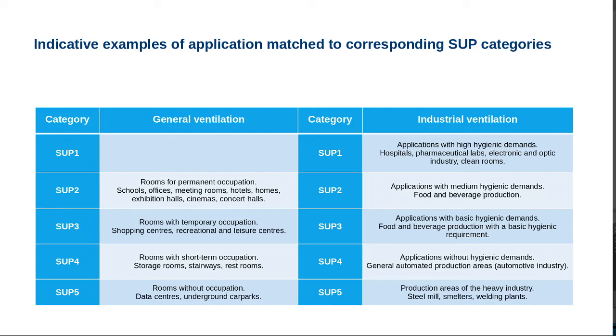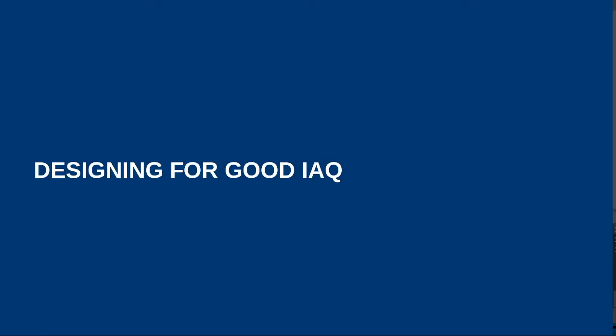This table is literally just a generic summary of the usage of the project buildings against the target subcategories, with the sub-1 category being left for applications with very high hygienic demands. Designing for good indoor air quality.